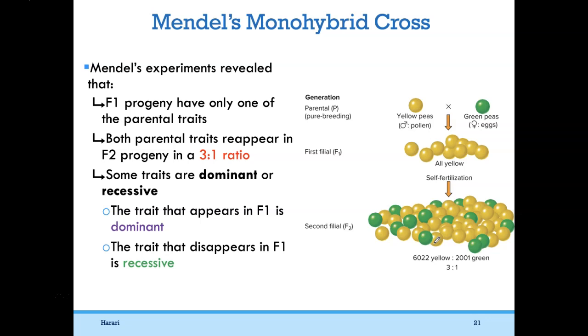So in the case of peas and pea color, which is dominant, yellow or green? Yellow is dominant over green, right? Because the F1 generation had all yellow. So yellow is dominant over green. The yellow is able to mask the expression of the green color. But just because a color is lost in one generation, it doesn't mean it's not going to reappear in the next generation, right? So some traits skip a generation.